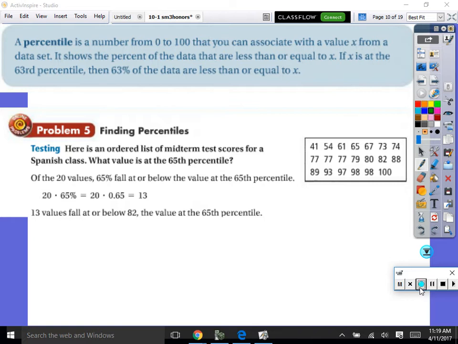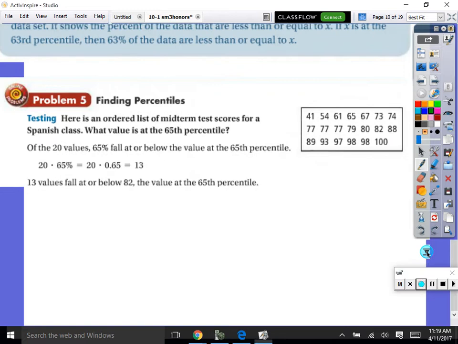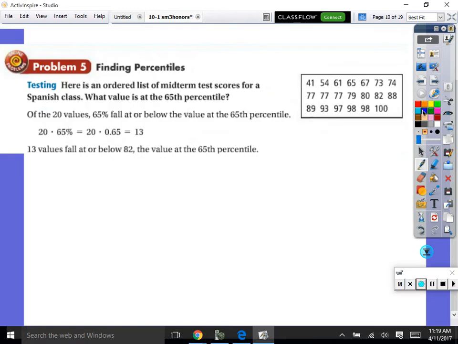Okay. So here's an example. Here's what you have to understand: to find the correct percentile, the data has to be ordered from least to greatest. This data set is ordered from least to greatest, and these are midterm test scores for a Spanish class. What value is at the 65th percentile?